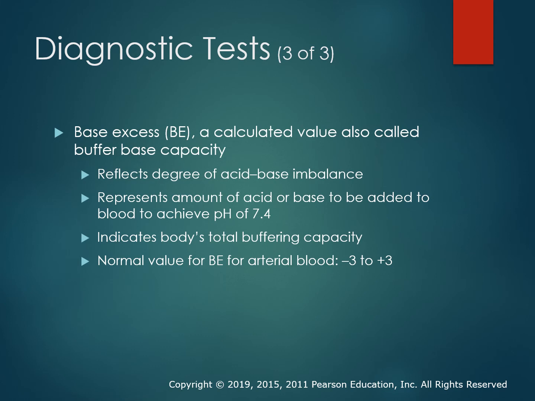Calculated value is also known as a buffer base capacity. The base excess measures substances that can accept or combine with hydrogen ions. It reflects the degree of acid-base imbalance by indicating the status of the body's total buffering capacity. It represents the amount of acid or base that must be added to a blood sample to achieve a pH of 7.4 and is essentially a measure of increased or decreased bicarbonate. The normal base excess is -3 to +3.